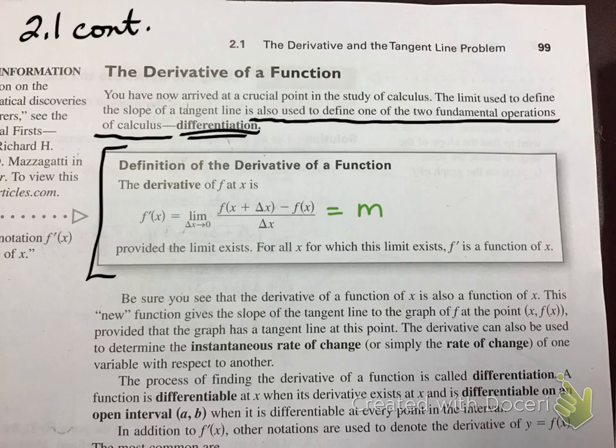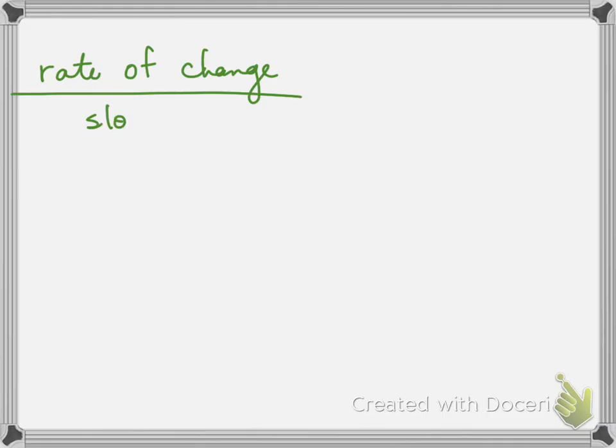Down here, we should write this down. The derivative can also be used to determine the instantaneous rate of change. Sometimes they simply say the rate of change of one variable with respect to another. So we should write that down. And you've done rate of change before. You did rate of change in Algebra 1. I don't know if you all called it rate of change in Algebra 2 or not, but rate of change was just another application for slope.